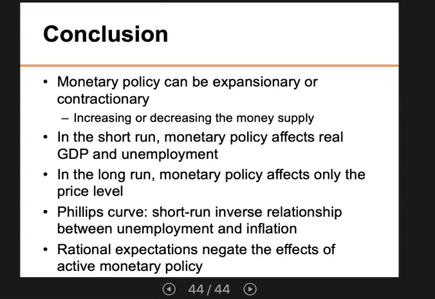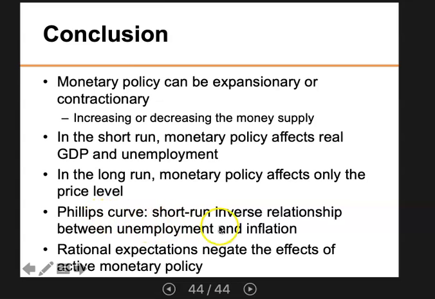The Phillips curve illustrates the short-run relationship between unemployment and inflation. Economists tried to use this relationship in the 60s with active monetary policy, meaning lower inflation, higher unemployment. However, if people have rational expectations about inflation, active monetary policy may yield no results, even in the short run. Now, the conclusion. Monetary policy can be expansionary or contractionary, which means either increasing or decreasing the money supply. So in the short run, monetary policy affects real GDP and unemployment, but in the long run, monetary policy affects only the price level.